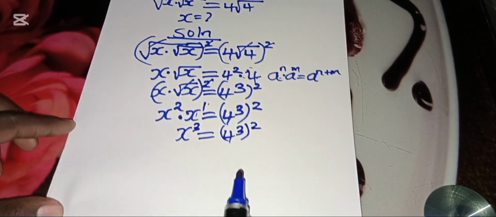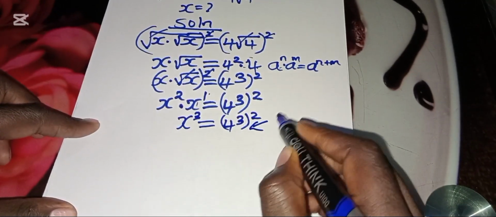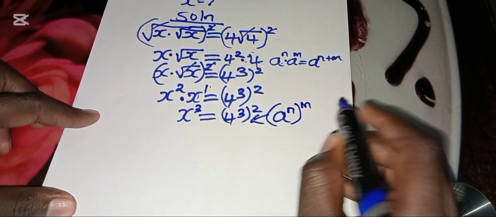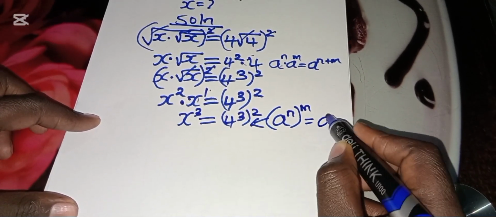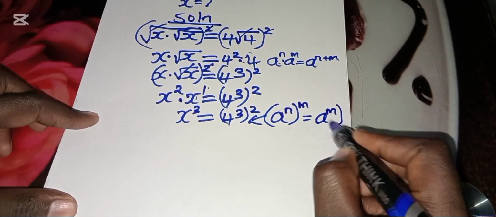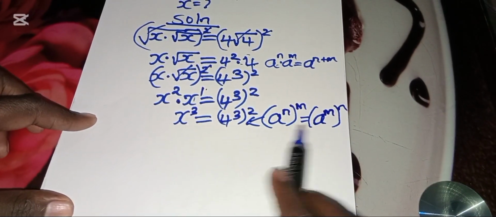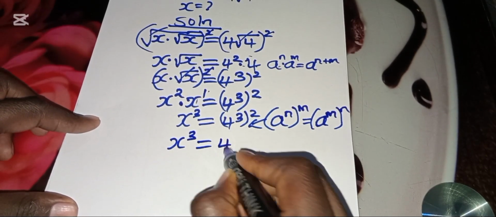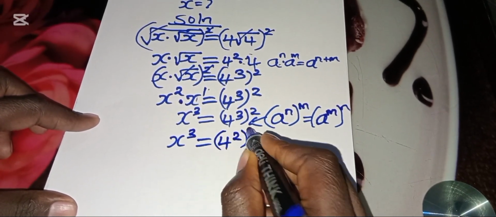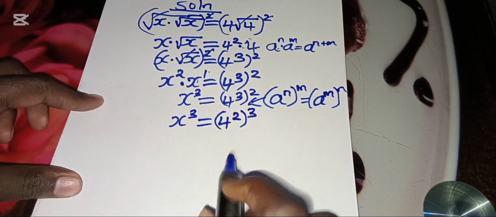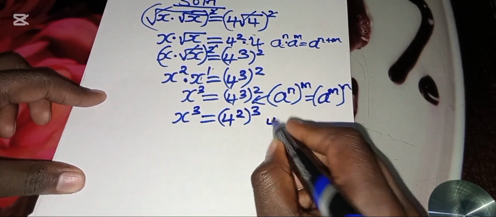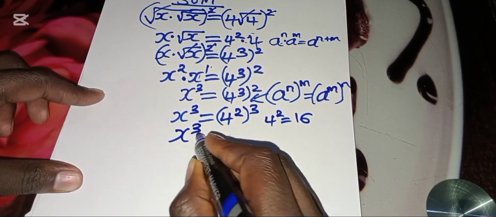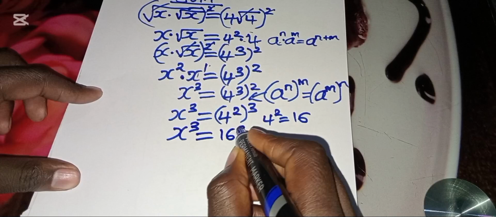Now, if you have a raised to power n raised to power m, we can express this as a raised to power m times n. Let's apply this identity so that we're going to have x cubed. This is equal to 4 squared raised to power 3. Now 4 squared is equal to 16, so that you're going to have x cubed equal to 16 raised to power 3.